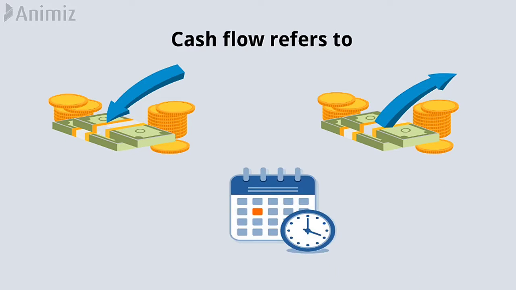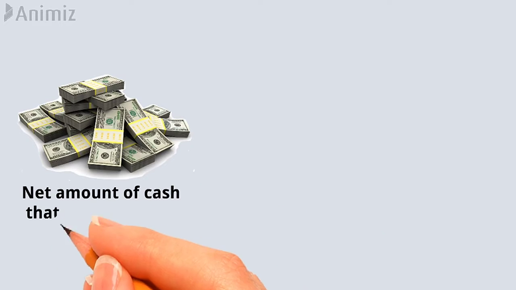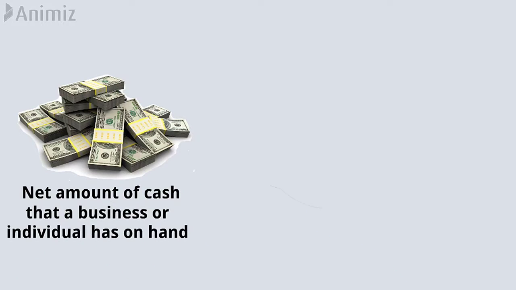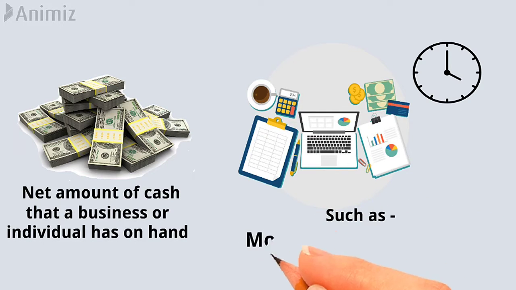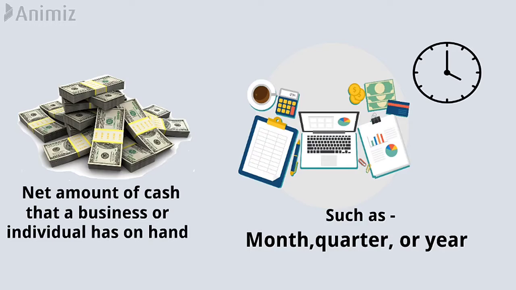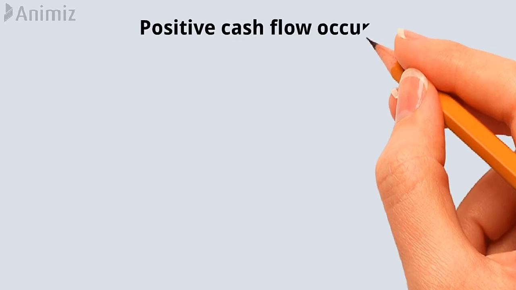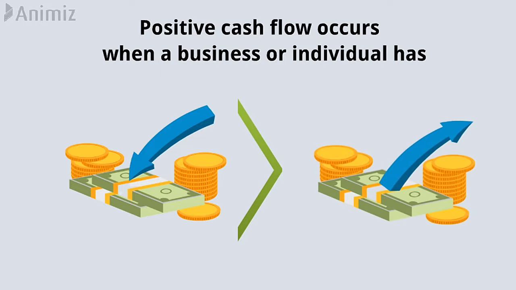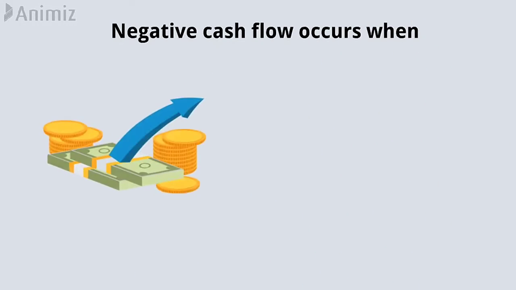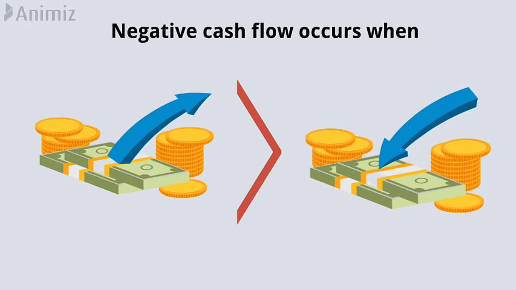given period. It is the net amount of cash that a business or individual has on hand, after accounting for all incoming and outgoing cash transactions during a specific period, such as a month, quarter, or year. Positive cash flow occurs when a business or individual has more cash coming in than going out. In comparison, negative cash flow occurs when more cash is going out than coming in.